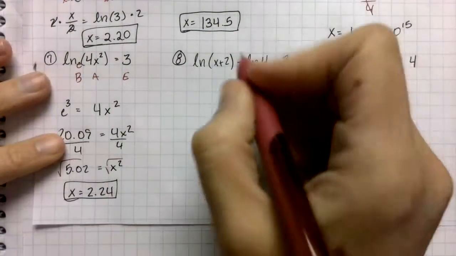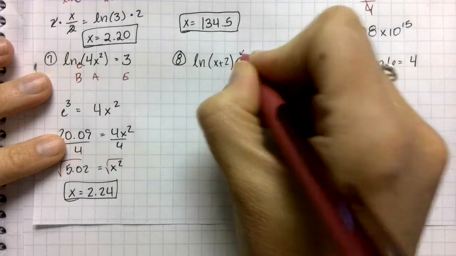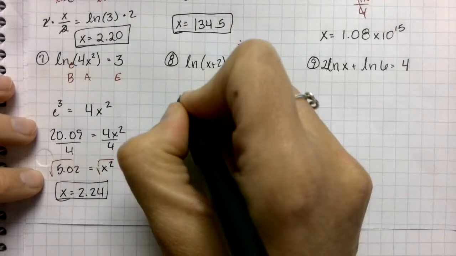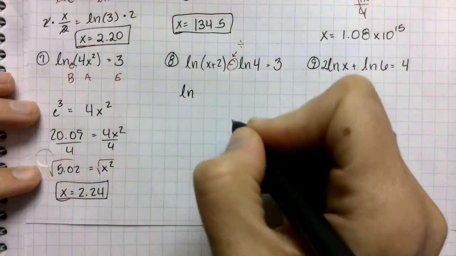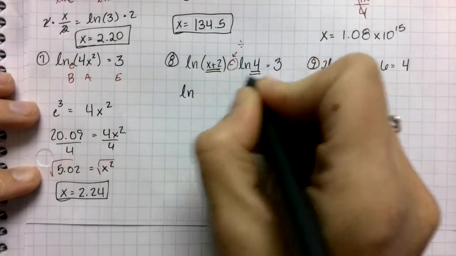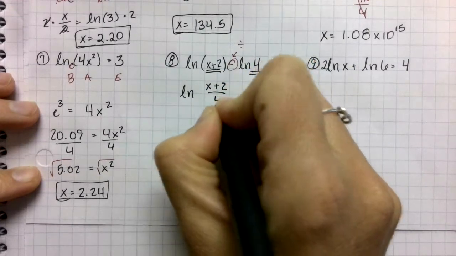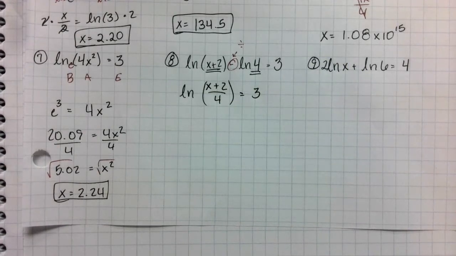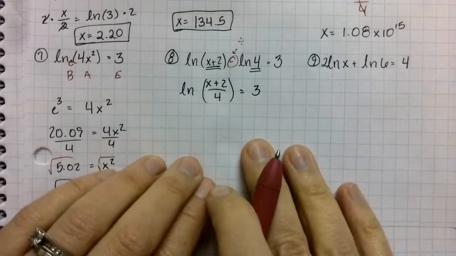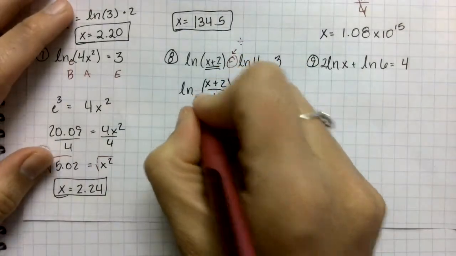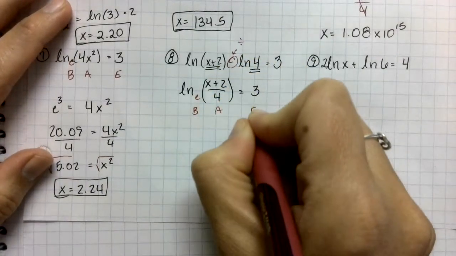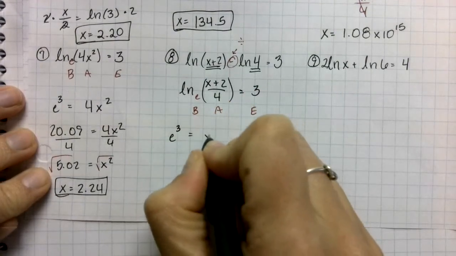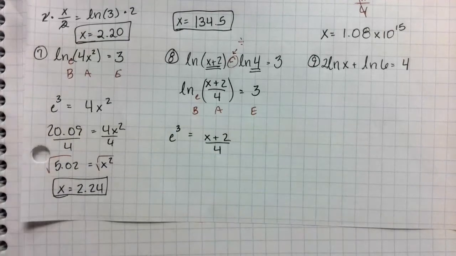So now for the last two problems, these involve the different properties that we talked about with logs. So for number 8, we see a minus, and hopefully we remember that minus goes hand in hand with division. So the first thing I'm going to do is rewrite this as one natural log, and these two things have to be divided. So I have natural log of x plus 2 divided by 4 equals 3. Now this problem becomes exactly like the others. I'm going to put in my base. I'm going to use e, and I'm going to rewrite. So e to the third equals x plus 2 over 4.